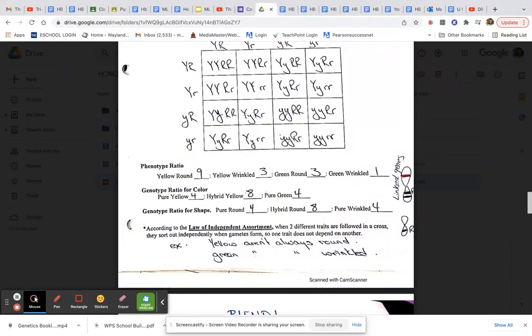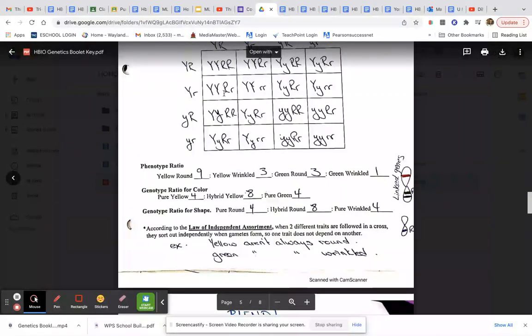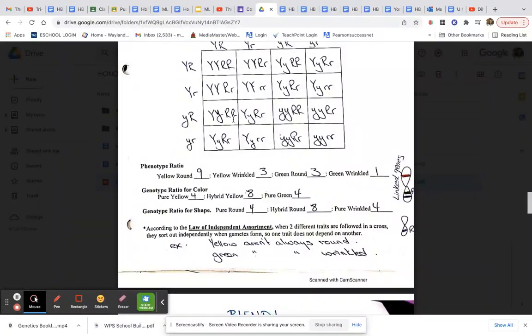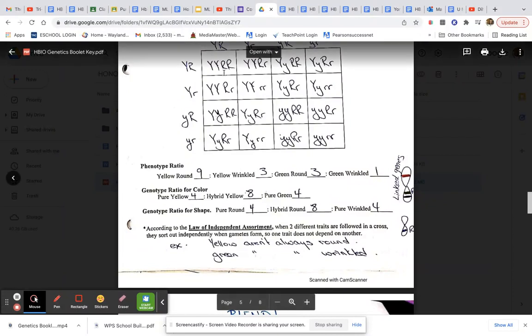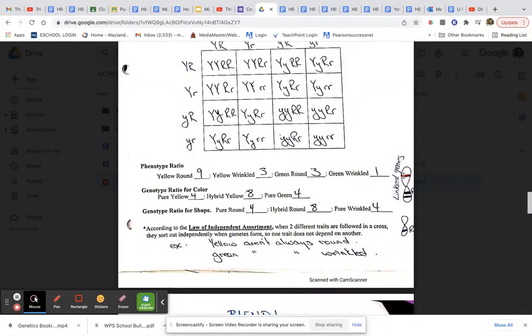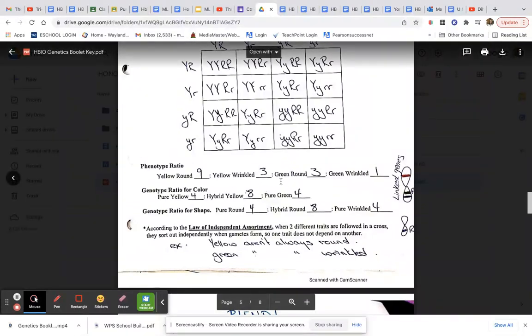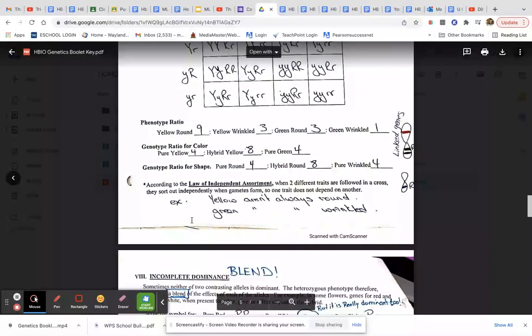Over here, we've drawn to show you linked genes. Now, these are genes that are not linked, so they are not linked on the same chromosome. So if you get the yellowness, you're not necessarily getting round with it because they're not linked. They can separate during meiosis. But if they were linked, this would not work. So linked genes are going to mess you up. If there's another gene over here for something and we try to do that, it's not going to come out with these ratios. All right, just to be aware of that.